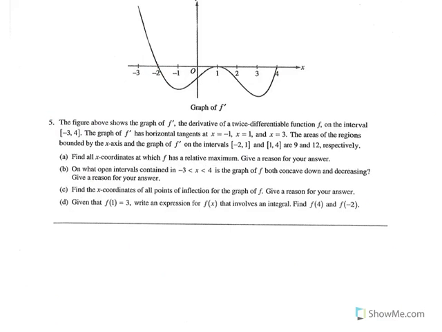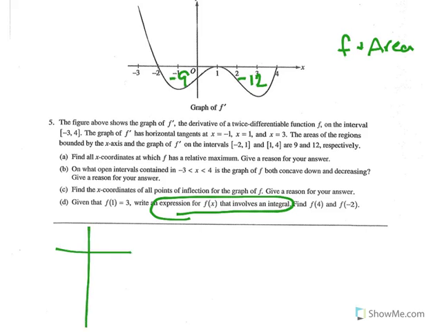It says, given that f of 1 is equal to 3, write an expression that involves an integral. I'm not going to worry about this to begin with. They want me to find f of 4 and f of negative 2. Well, I know that f is equal to the area under the curve on this graph. And I already know that this one is negative 9, and this one is negative 12. So I'm going to make a table of values for f of x. And they gave me one value. They told me when x is 1, y is 3.